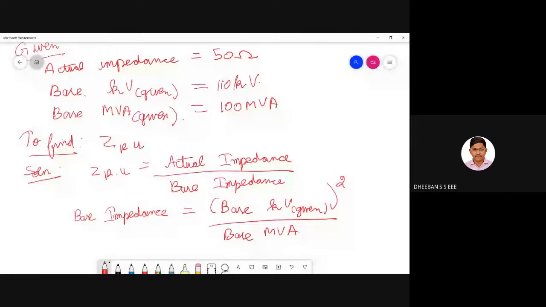I'll be giving 5 minutes, so take your time; it's just simple substitution. Try it using the calculator and tell me the value of the Z per unit. First you find the base impedance value, after that you substitute in the Z per unit formula.